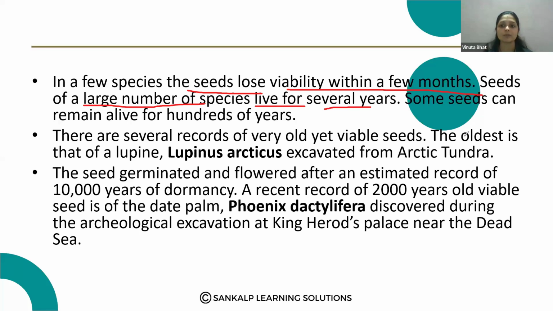For example, the oldest is the lupine, that is Lupinus arcticus, which is found in the Arctic tundra region. Very important, Lupinus arcticus. The seed germinated and flowered after an estimated record of 10,000 years of dormancy. So some seeds, after 10,000 years of dormancy, have formed a flower.